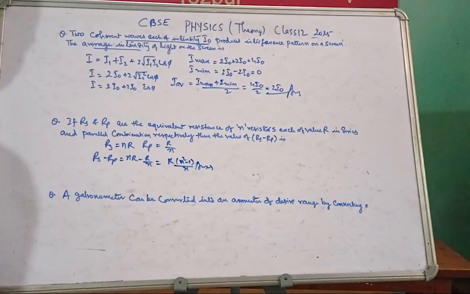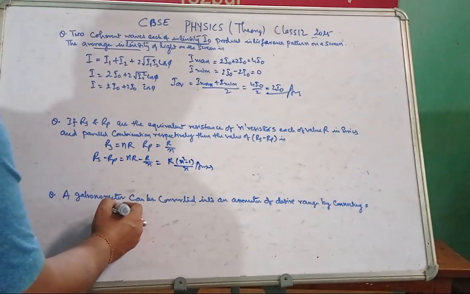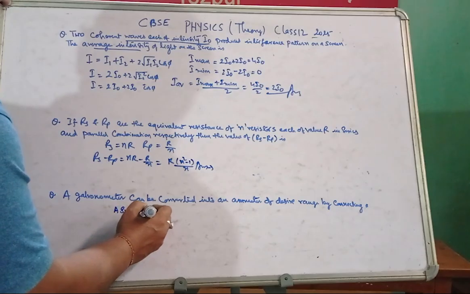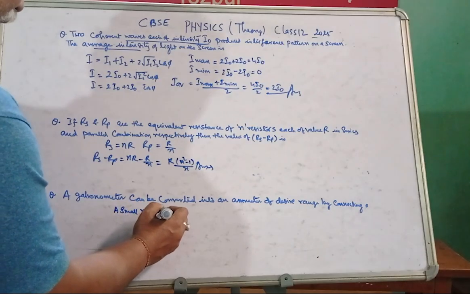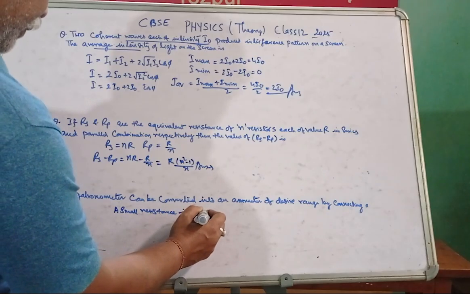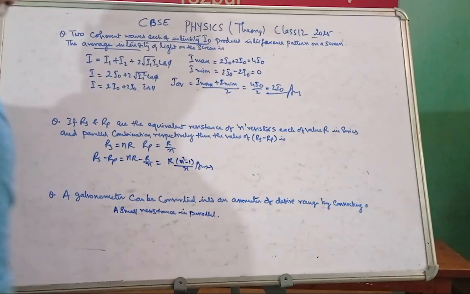Now a galvanometer can be converted to an ammeter of desired range by connecting a small resistance in parallel.